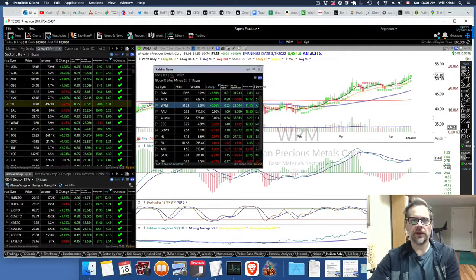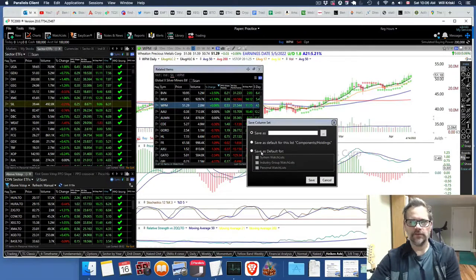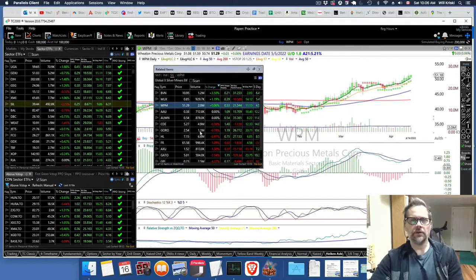The reason I have these columns showing up here when it pops up is that I have a column set, and I say save column set, and then save as a default. So that means it's going to put those columns that I want on every data chart that shows up.